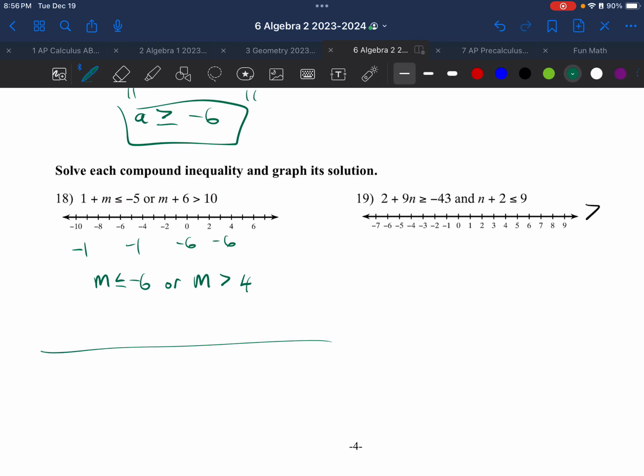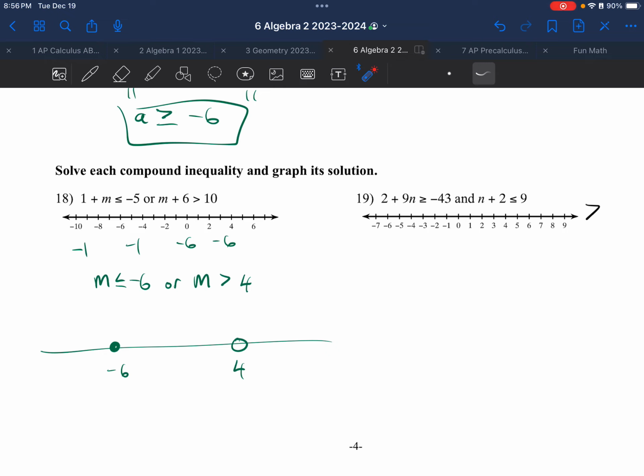So intermediate graph, we're going to say we have a point here that can be a closed point at negative 6, and a closed point here, it's not a closed point, it's an open point. I apologize. Like an open point at 4. This one has an equal to sign, therefore a closed point. This one has no equal to sign, therefore open point. 4 is on the right because 4 is positive, negative 6 on the left because negative is on the left.